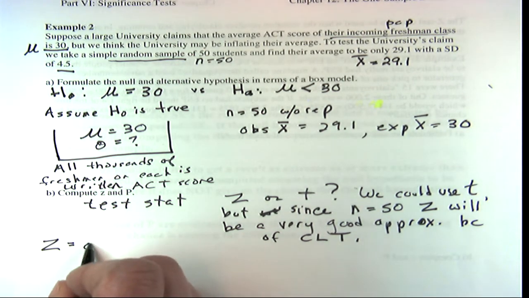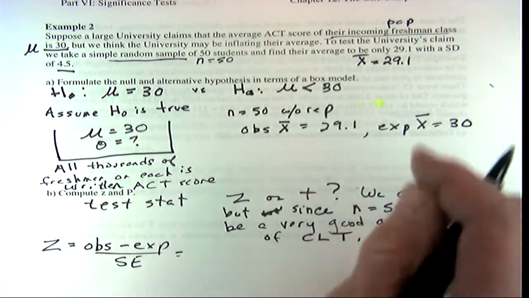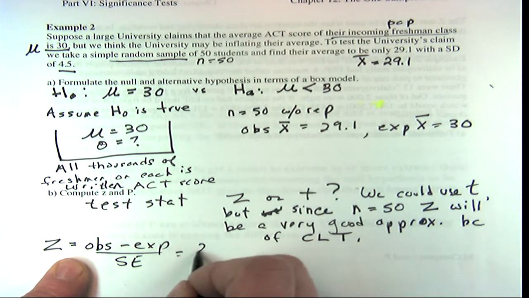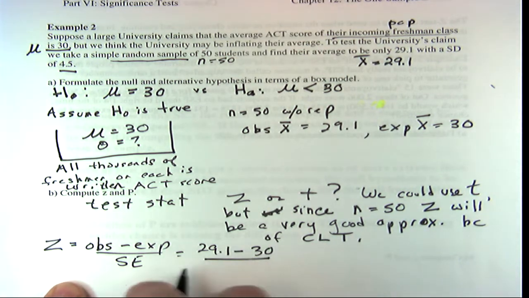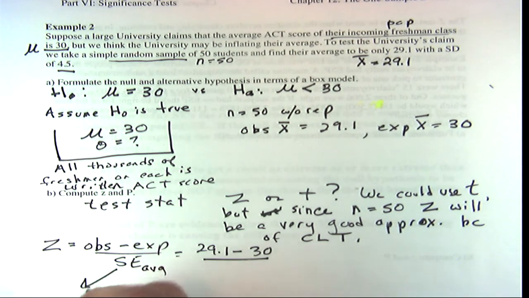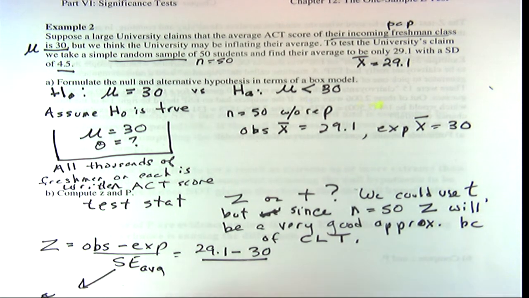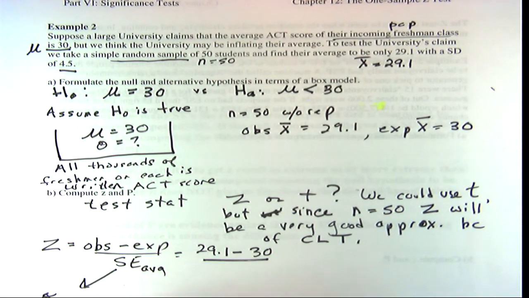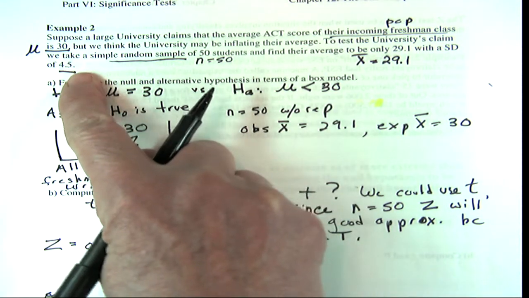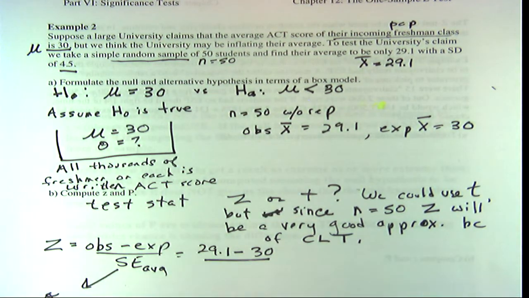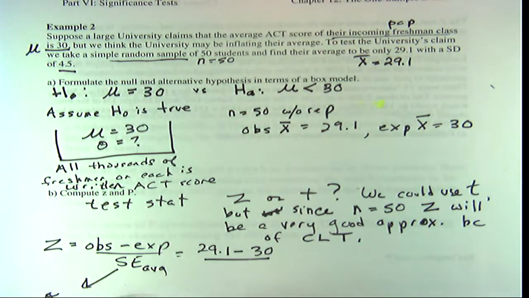So Z is going to be our observed minus the expected over some standard error, right? In this case, what do we observe? This average of 29.1 minus our expected of 30 over some standard error. And this is the standard error for the average, so that's sigma over root n. If this 4.5 wasn't SD plus, you could adjust it if you want. But in this case, n is big enough, we're just going to leave this as 4.5 and estimate it with this.